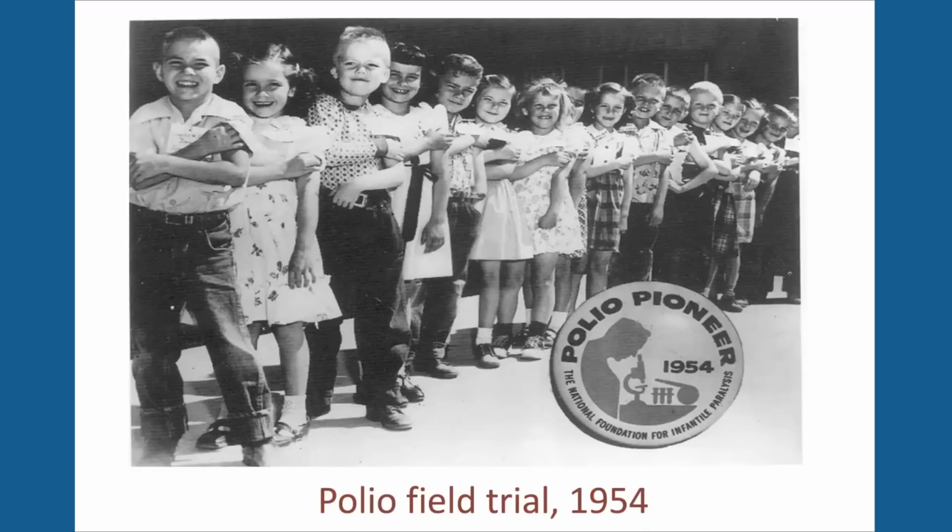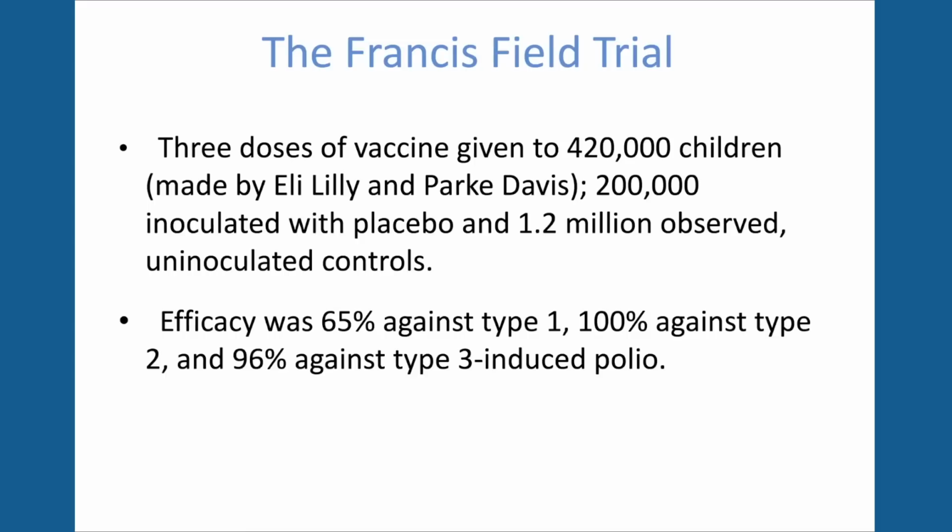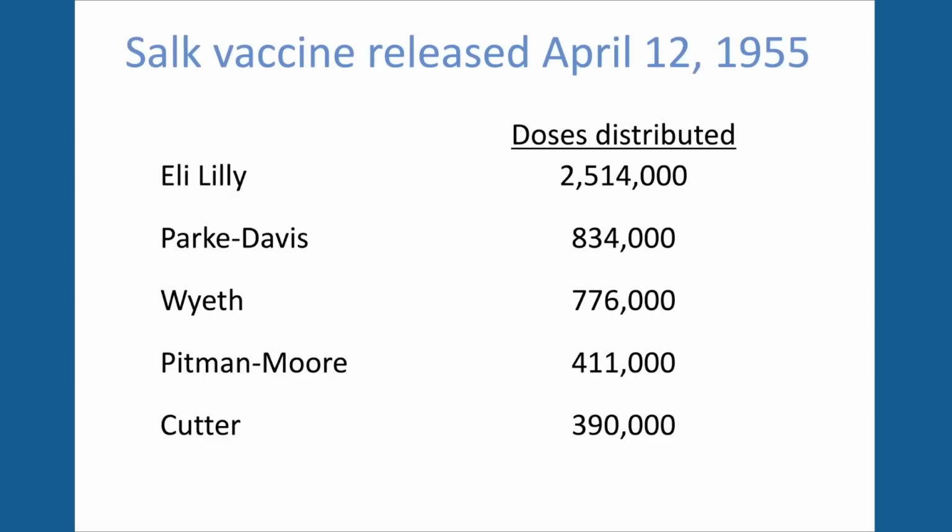And so what then happened was arguably the largest trial of a medical product in history. This is what children looked like in the 1950s. 3 doses of vaccine were given to 420,000 children, made by 2 veteran vaccine makers, Eli Lilly and Parke-Davis. 200,000 children were inoculated with placebo, and 1.2 million children served as observed uninoculated controls, which was really a concession to Dr. Salk, who did not want to vaccinate first and second graders in the mid-1950s with placebo. He just couldn't conscience that.